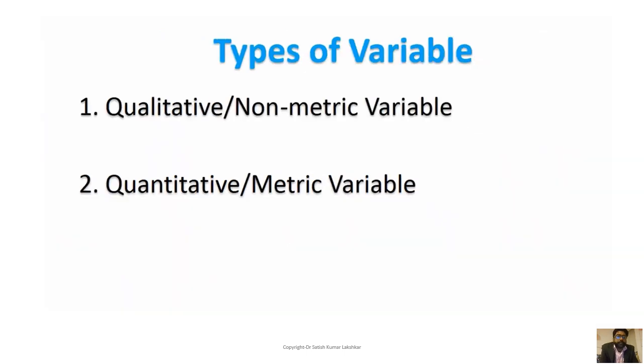Now, types of variables may be qualitative or quantitative. Qualitative variables are non-metric variables, we can't quantify them. That is why these are qualitative in nature. The second type of variables are quantitative, or we can call them metric variables, we can easily measure them. Even non-metric variables can be measured in some ways, but qualitative and quantitative are the different types of variables.